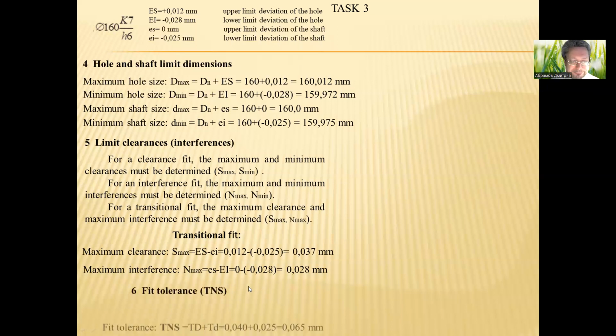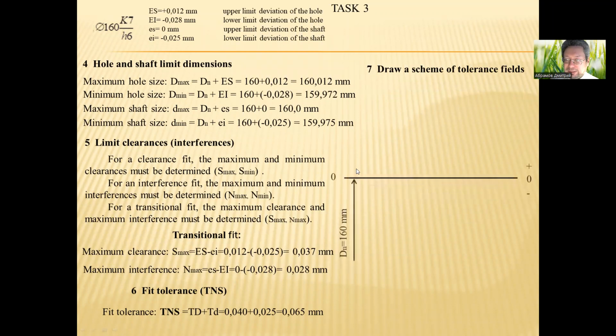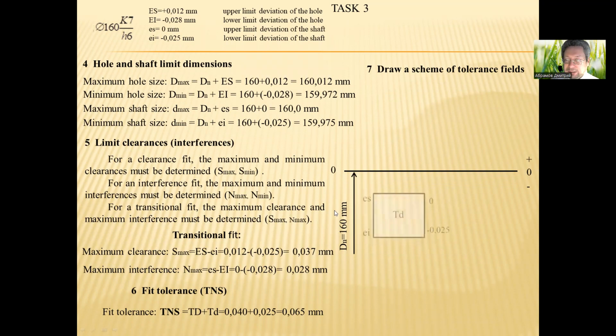Fit tolerance is equal tolerance of the hole plus tolerance of the shaft. 0.04 plus 0.025, and we have 0.065 millimeters. And now we draw a scheme of tolerance fields. Zero line, nominal diameter is equal 160 millimeters.